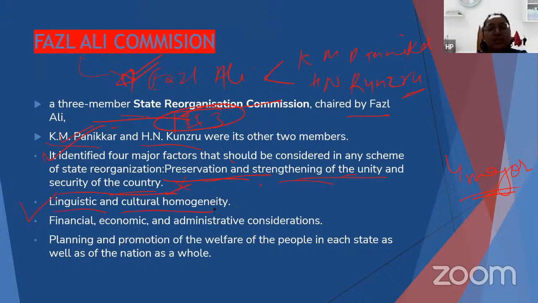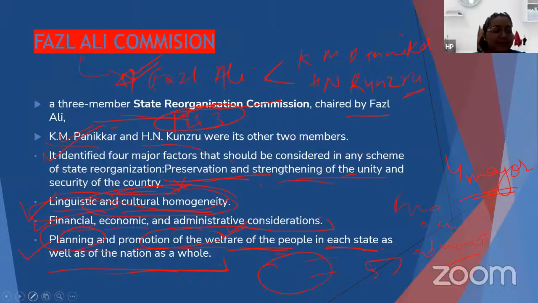Next goes linguistic and cultural homogeneity. कि कहाँ पे linguistic और cultural homogeneity है? Where people speak the same kind of language, follow the same kind of culture. Next, financial, economic and administrative considerations. हर स्टेट को उसका फाइनेंशियल, उसकी इकोनॉमिक कंडीशन और उसके एडमिनिस्ट्रेटिव कंसिडरेशन के बेसिस पे हमें क्लासिफाई करना चाहिए. नेक्स्ट, प्लानिंग एंड प्रमोशन ऑफ द वेलफेयर ऑफ पीपल इन ईच स्टेट एज वेल एज द नेशन एज अ होल. वेलफेयर ऑफ पीपल का, लोगों का वेलफेयर, इन ईच स्टेट एज वेल एज इन द नेशन ऑफ होल. ठीक है. पूरे नेशन में और हर स्टेट में.